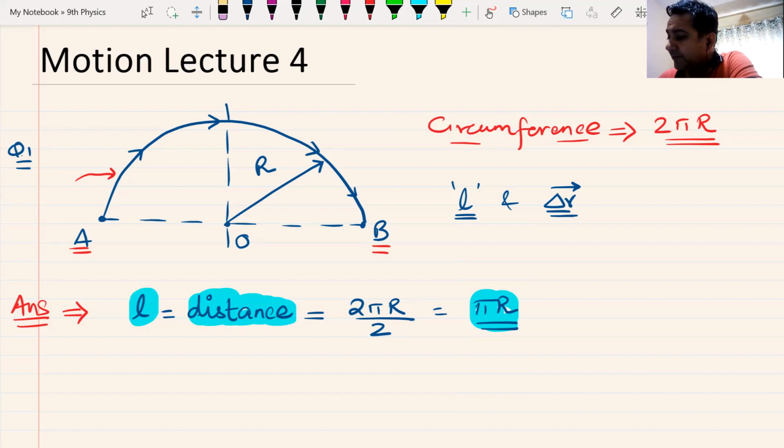The displacement would just be the AB vector. You simply start a vector from A and you make the vector AB.